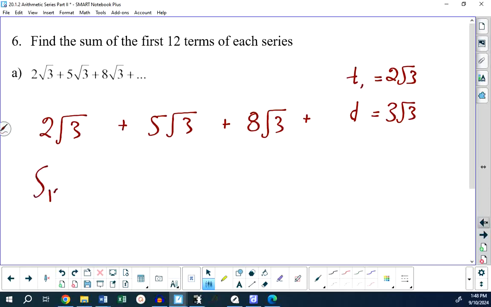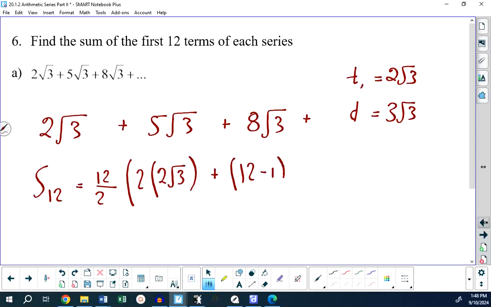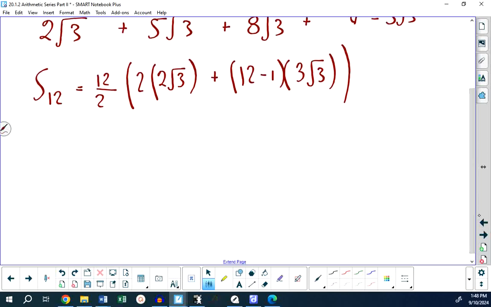So S12 will be 12 over 2 times 2 times the first term plus 12 minus 1 times the common difference. And don't be intimidated by all these roots. Take it slow and simplify. Okay, so I'm going to have more steps in here than I need or than you probably need. But 12 over 2 is 6.